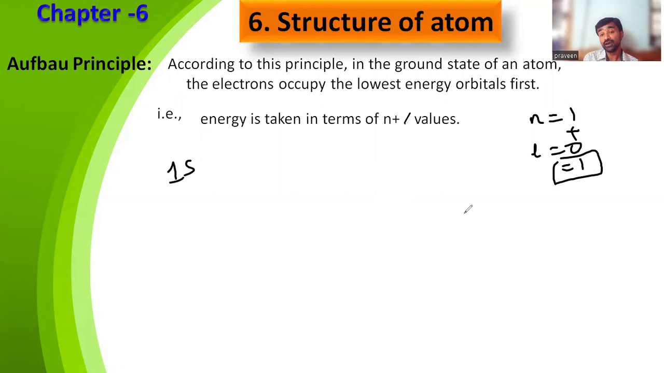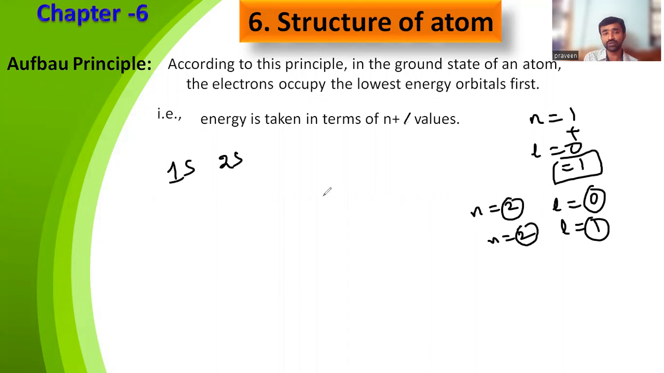Next, I'll go for n equal to 2. l equal to 0 possibility is there, and with the same n equal to 2, l equal to 1 possibility is there. So n equal to 2, l equal to 0, that is 2s. Then n equal to 2, l equal to 1, that is 2p. Right? So n plus l values are 2 plus 0 and 2 plus 1. Here for 1s, I am getting 1 plus 0 is 1, its energy, n plus l value.